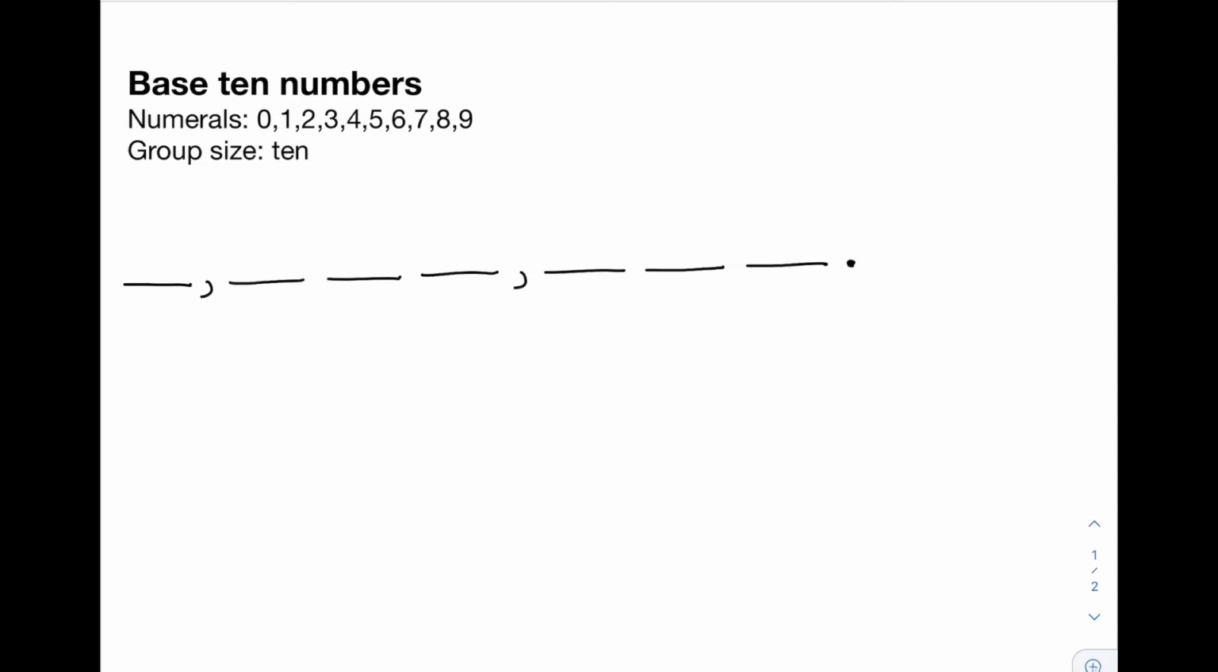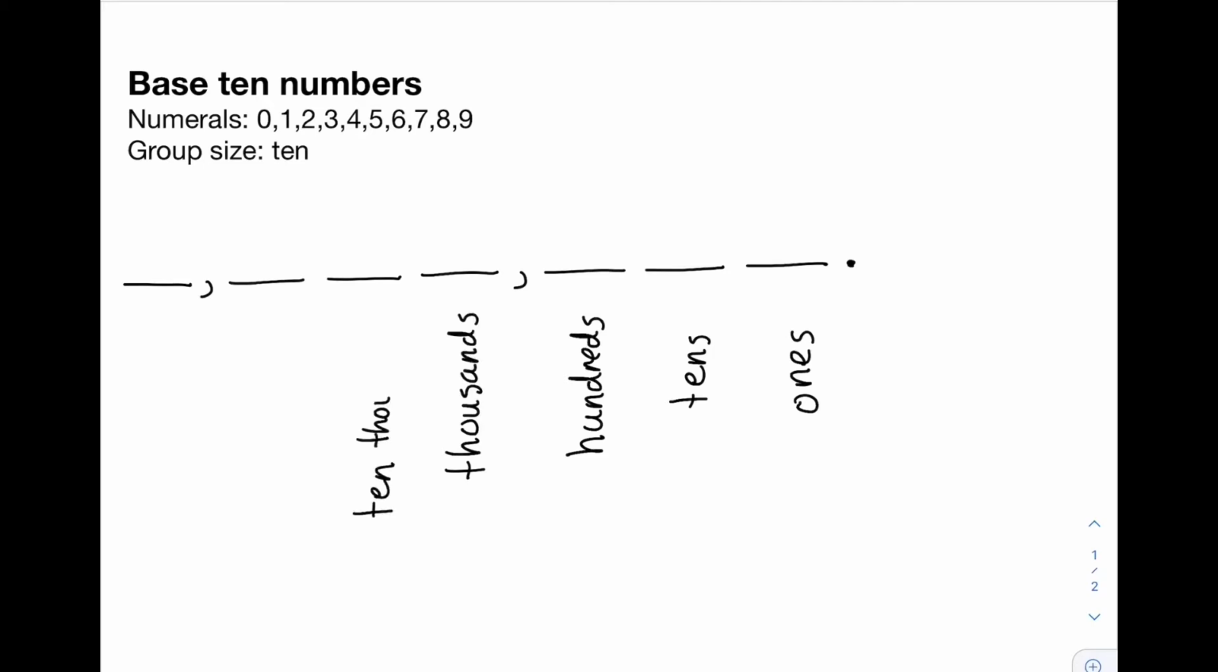So this means if I choose the numeral 1 and I write it in this position versus 2 spaces away from the decimal, those have different meanings. Let's go ahead and label the different places. We have ones, tens, hundreds, thousands, 10,000s, 100,000s, and millions. We can of course keep going, but this will be enough for our situation.